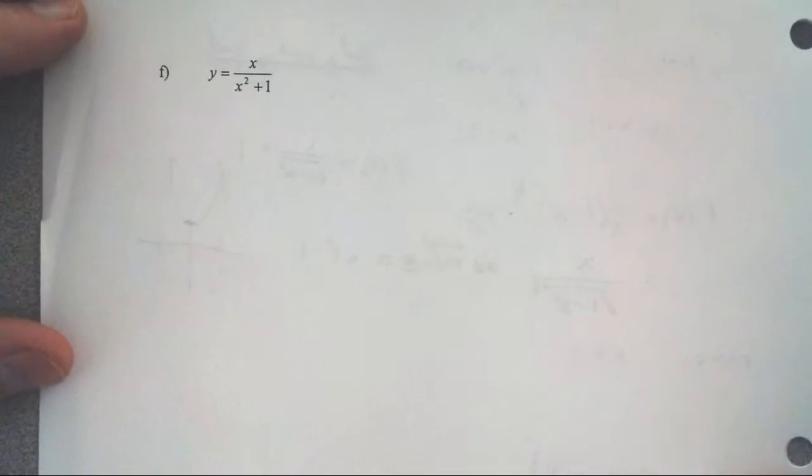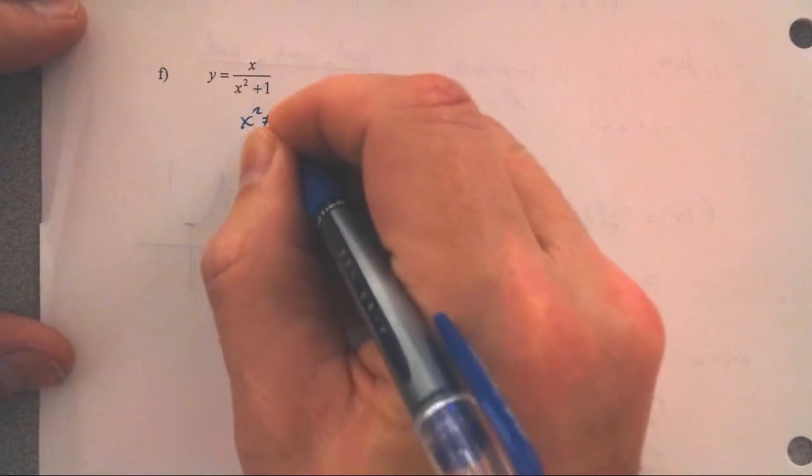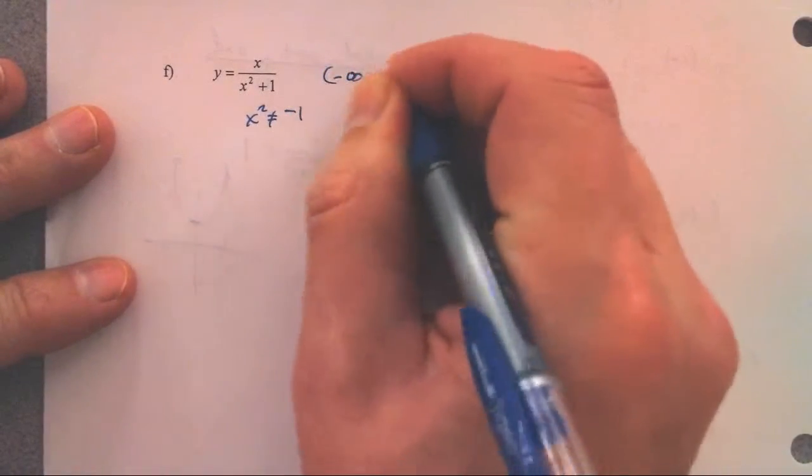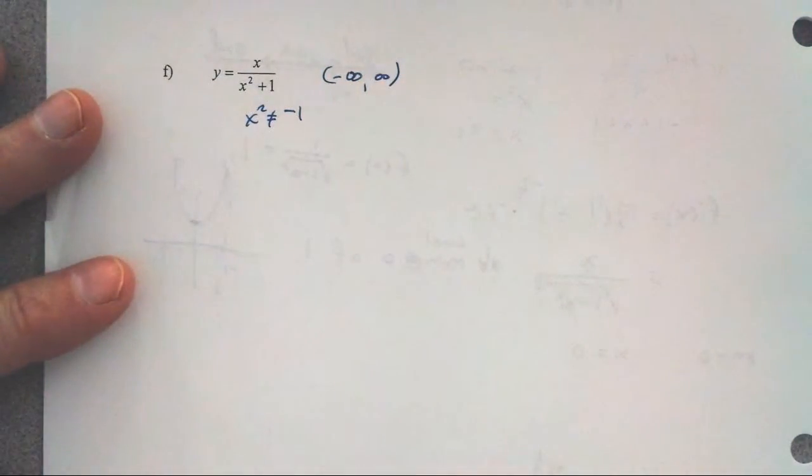Okay, lots of practice on these. Let's take a look at one more. So let's talk about domain, because they didn't give me any domain restrictions. X squared cannot be -1. Oh, the domain is all real numbers. So we're going to put in all real numbers here, -infinity to infinity. So if you want to list that, -infinity to infinity, this graph exists everywhere.